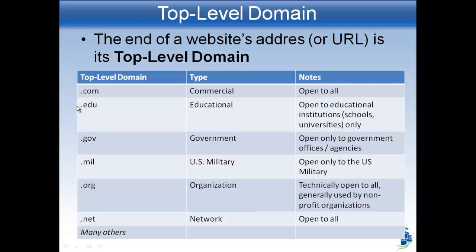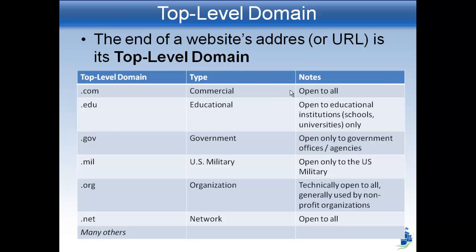So for example, .com or .edu, these are top-level domains. And let me just show you a couple of them, the more common ones, right? .com is the most common one. It's actually short for commercial, like a business is a commercial industry, okay? And it's actually open to anyone. So you can get a .com address. It doesn't matter who you are.